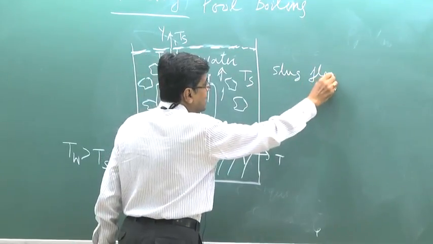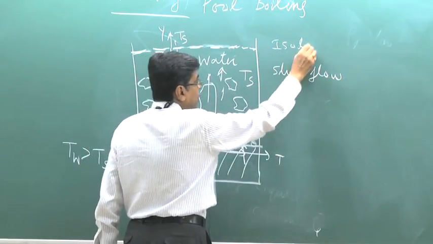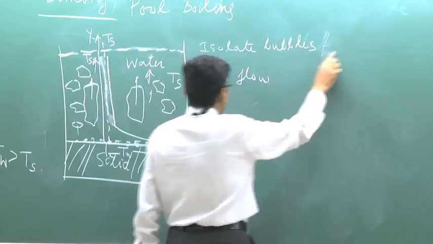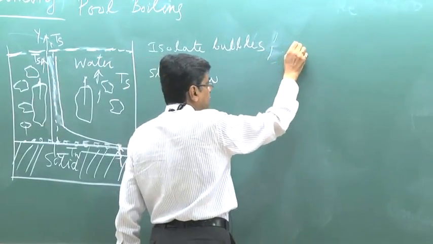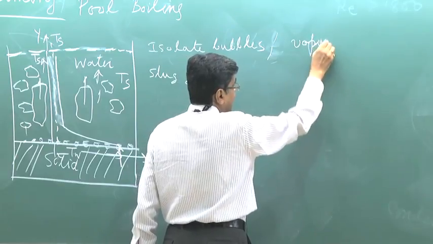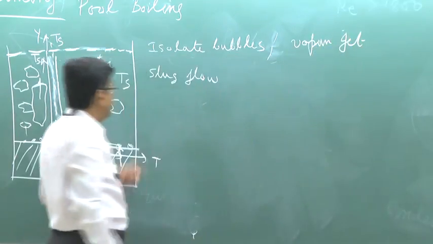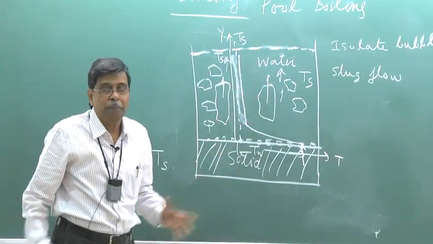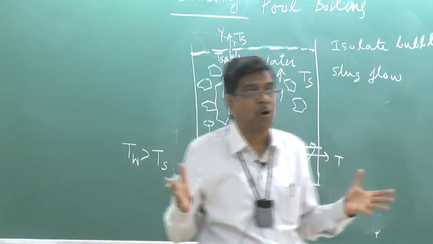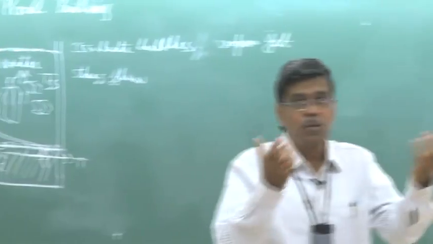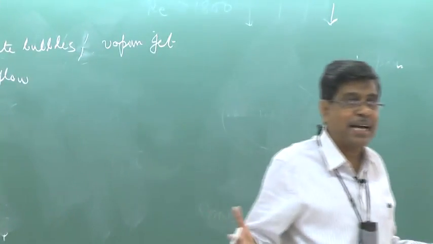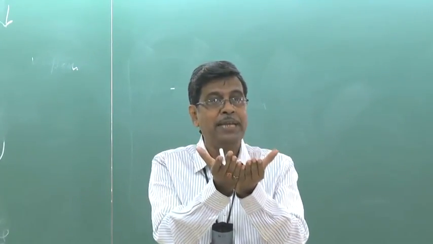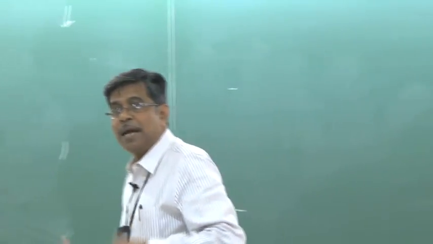So there are various regimes. One is isolated bubble flow, isolated bubbles. Then vapor jet, all these things appear, vapor jet, and creates a slug flow. And therefore, the entire flow becomes heterogeneous, two-phase heterogeneous flow, where liquid is there, a number of bubbles randomly moving, of different sizes, they coalesce, they collapse, they form. Sometimes the bubble ejects in the form of jets, they form a big chunk of bubbles and make slug flow.